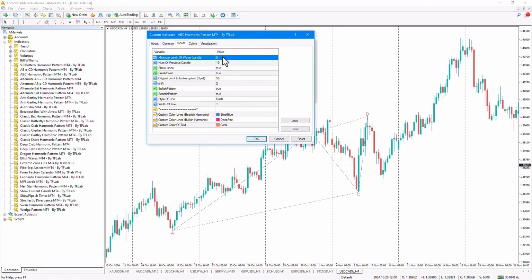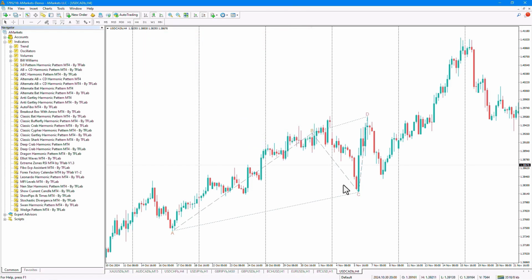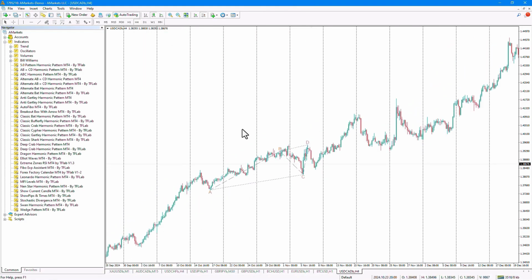Also, be sure to keep in mind that when setting the values for the first and second options, you should choose moderate values for them. The larger these values are, the larger the harmonic patterns that will be detected and displayed, and the indicator will show us all broader ratios.